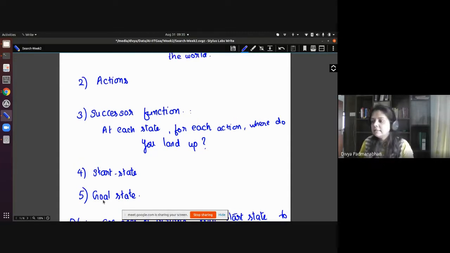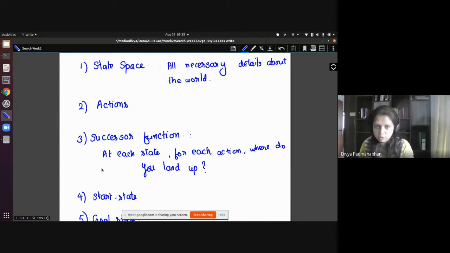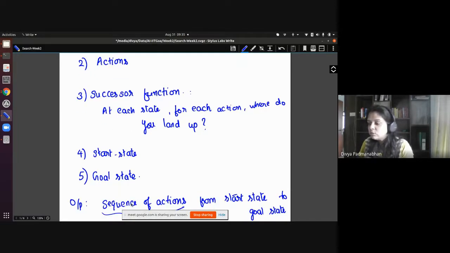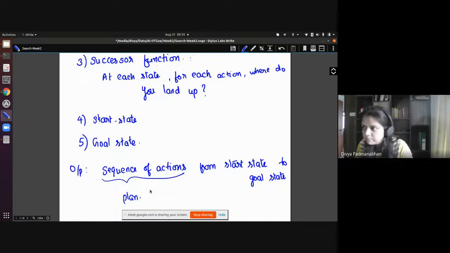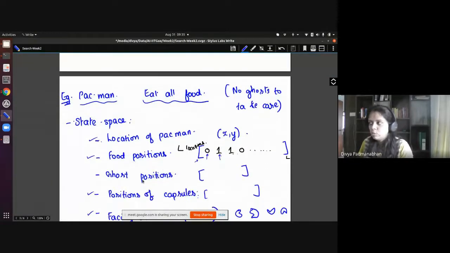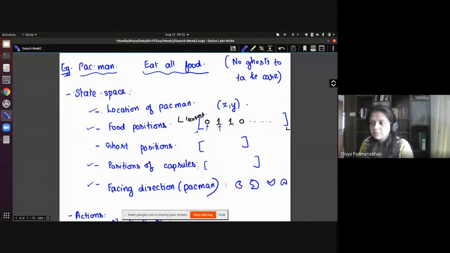So the idea is to start from the start state and get to the goal state, and you want a sequence of actions which take you there. You can think of this as problems in navigation. The sequence of actions which take you from the start to the goal is what is called a plan. And we saw examples in Pac-Man where, for the eat all the food example, you model the location of the Pac-Man and the food positions and the positions of the capsules and so on.